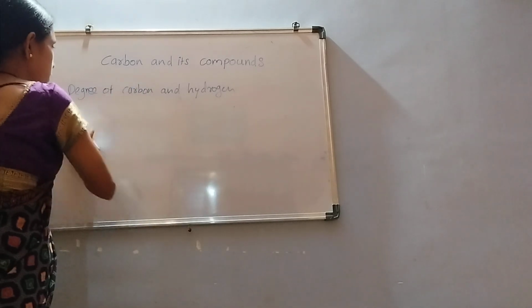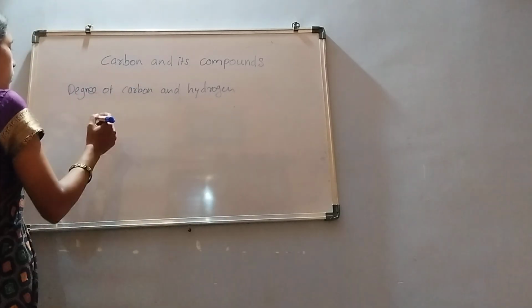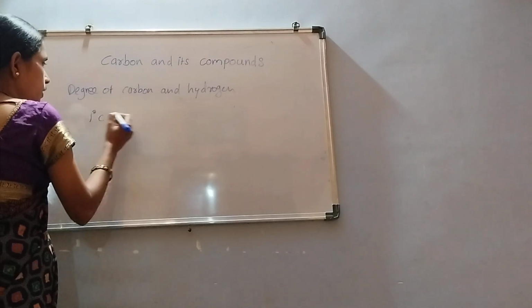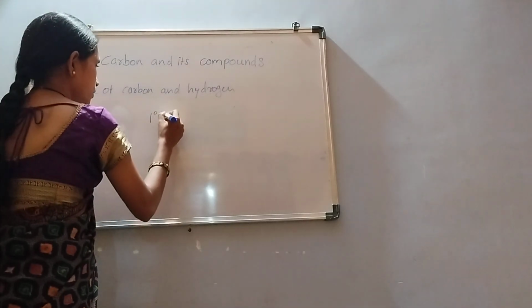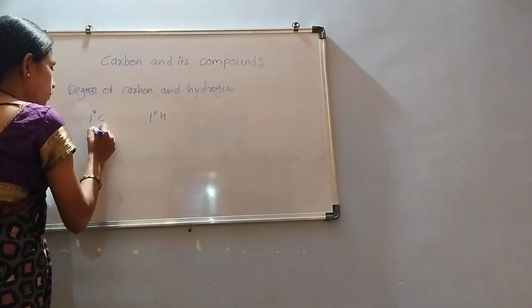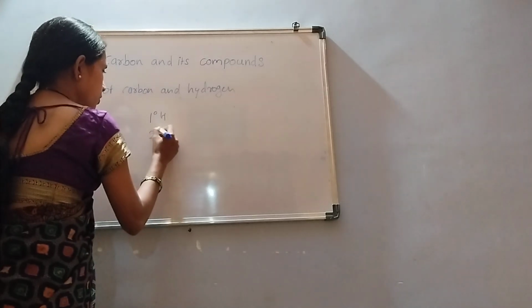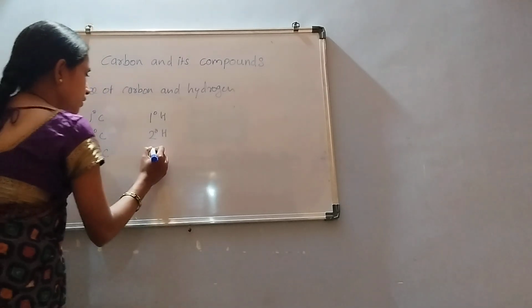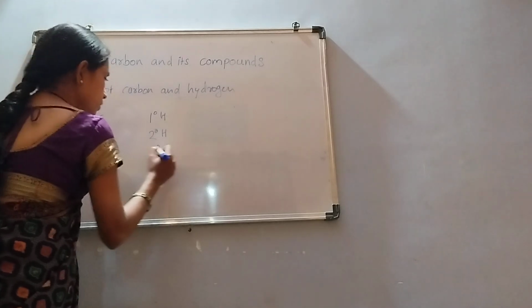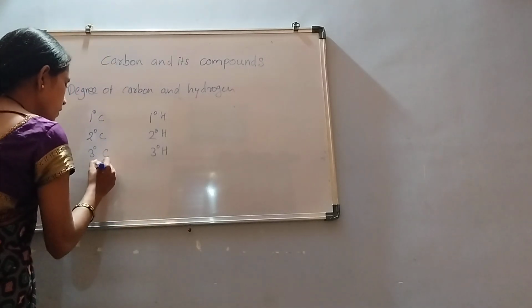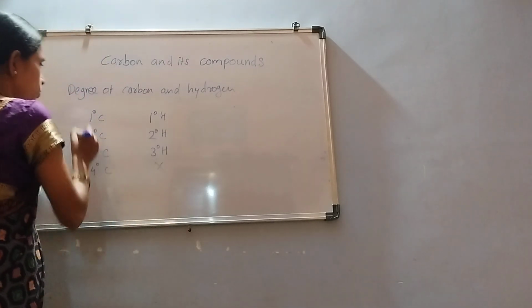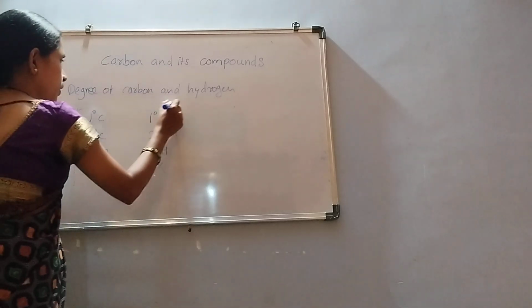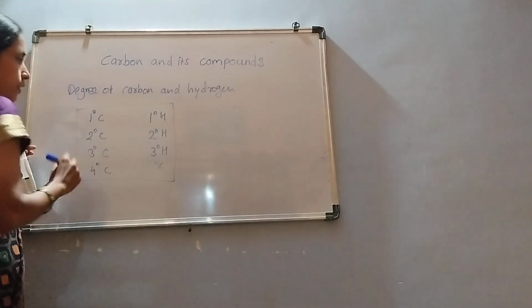So now we will make a chart. First degree carbon has first degree hydrogen. Second degree carbon has second degree hydrogen. The tertiary carbon has tertiary hydrogen. Quaternary carbon has no hydrogens. So this is a chart, we can remember it for better understanding.